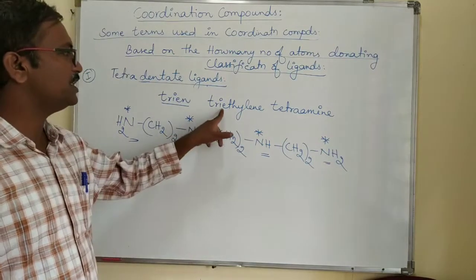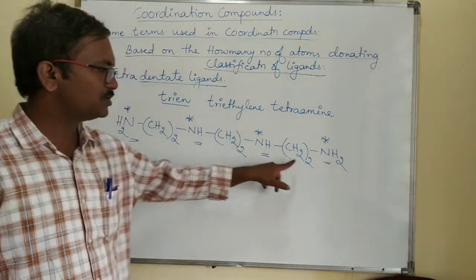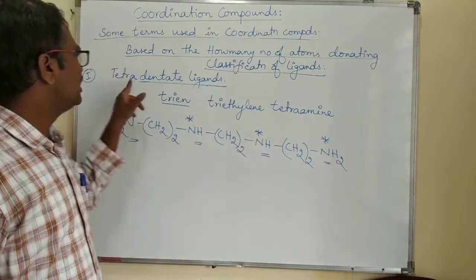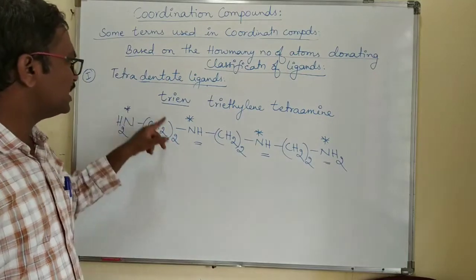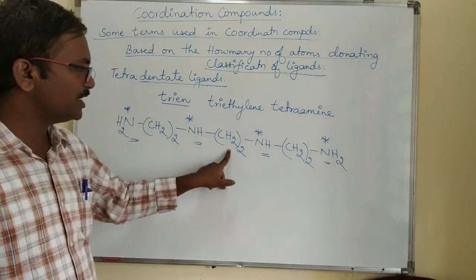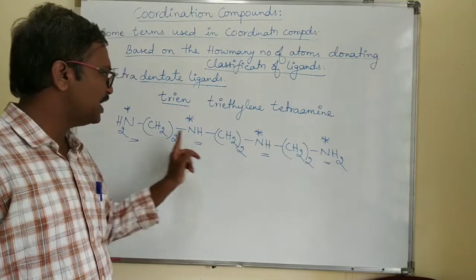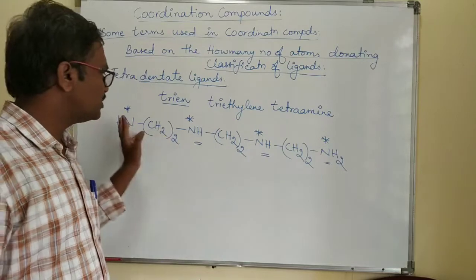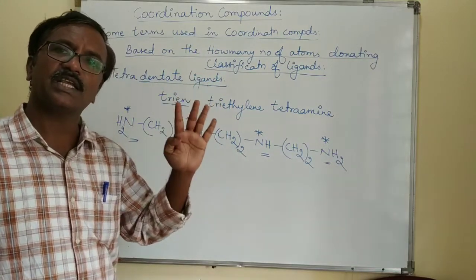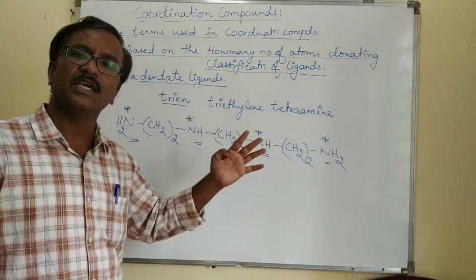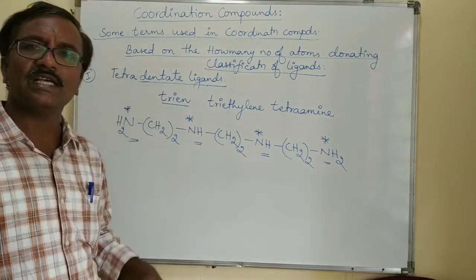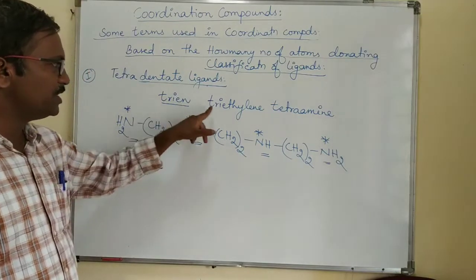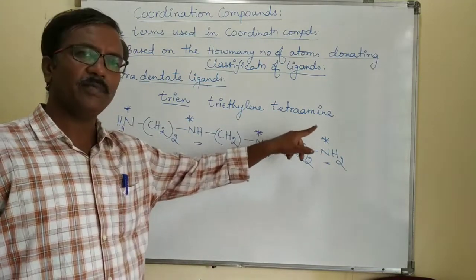Tetramine. So how many ethylene molecules? 1, 2, 3. Triethylene tetramine is the tetradentate ligand. This is one ethylene, one ethylene, one ethylene, and in between the ethylenes there are NH groups. So how many nitrogens? Four nitrogens can donate electron pairs to the central metal atom. That's why you can call it a tetradentate ligand. So trien means triethylene tetramine.